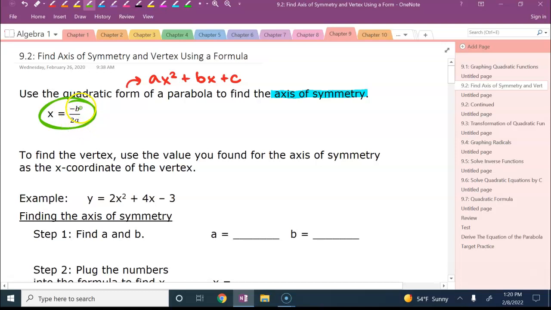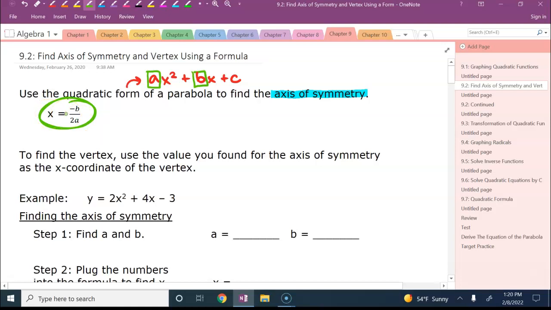Now where the a and the b come from is up here in your quadratic. So a is always the number that's in front of your x squared and b is always the number in front of your regular x. So whatever those numbers are for your equation, you're going to plug them into this equation to help you find that axis of symmetry point.